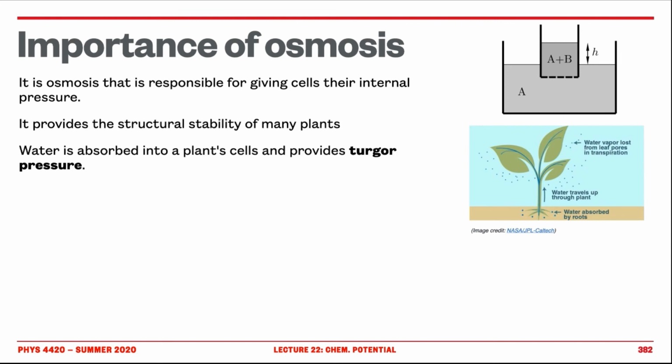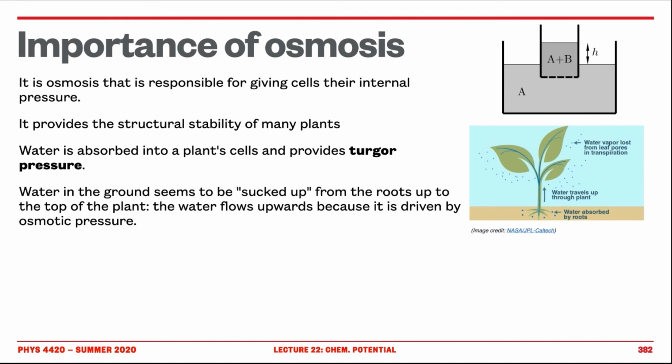For plants, this is called the turgor pressure. It does actually provide the structural stability of many plants. Indeed, it increases the pressure within the cell, which keeps the cell from collapsing. So in other words, the cell can keep functioning because there is a pressure that's due to the osmosis with the outside. So this is very important.